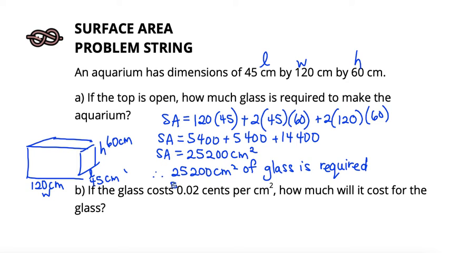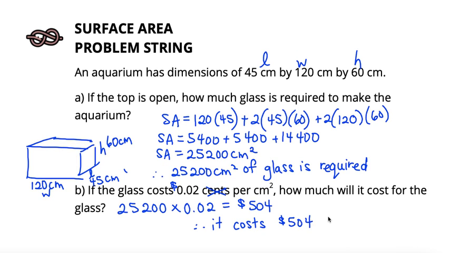So this should actually look like this. So 2 cents or $0.02. Okay. So here we're going to take our original amount, so 25,200. We're going to multiply it by our 0.02, and that's going to give us our $504. So therefore, it costs $504 to make the aquarium.